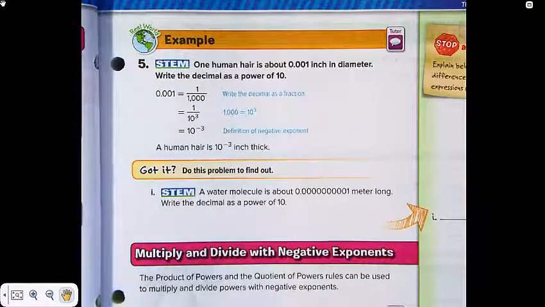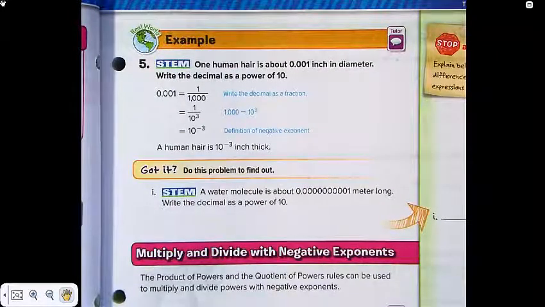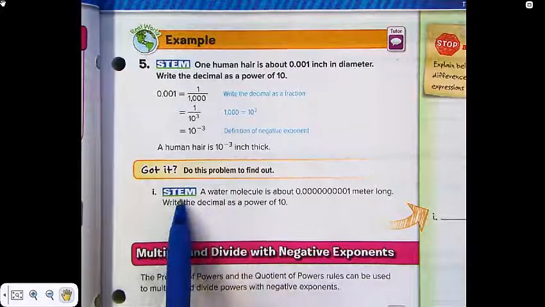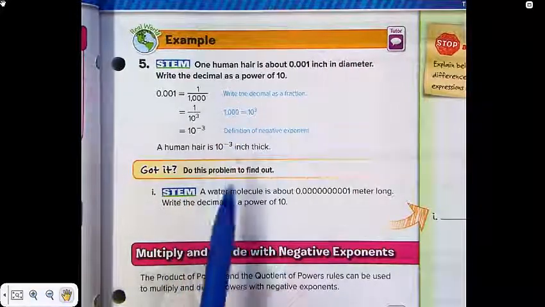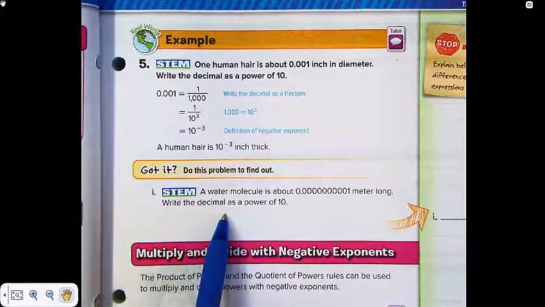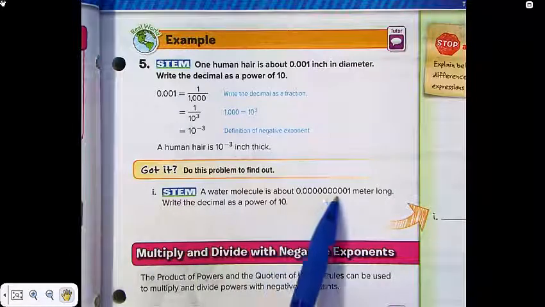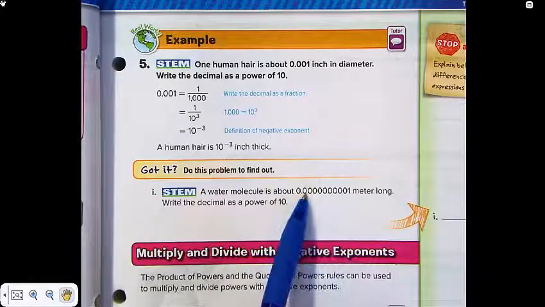Finally, let's look at this one. And it's talking about a water molecule. We're going to go ahead and go on to this one because I think you can follow this pretty well, but we're going to go ahead and go to the water molecule. Wow, that's a lot of numbers. Okay?